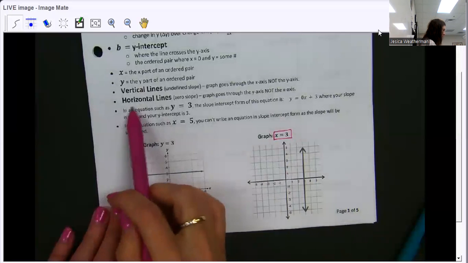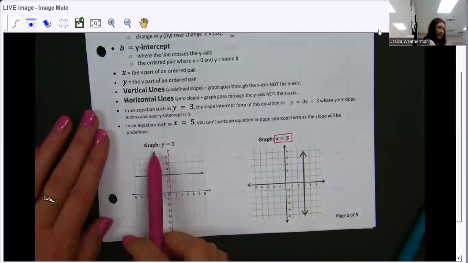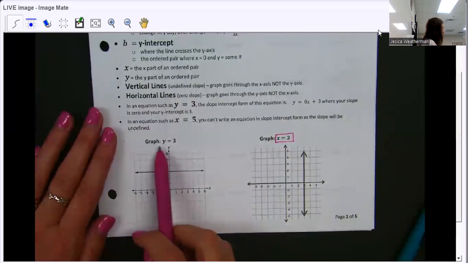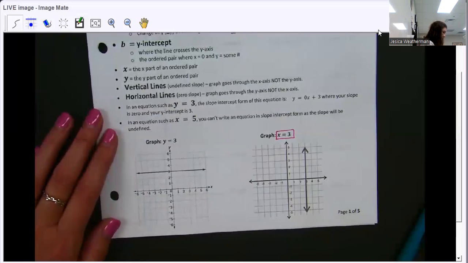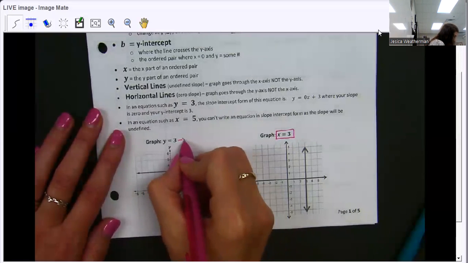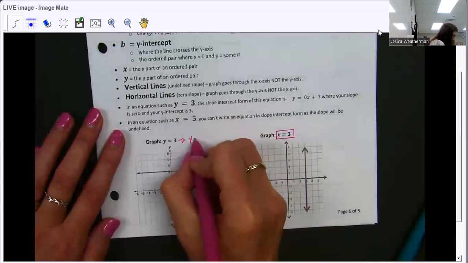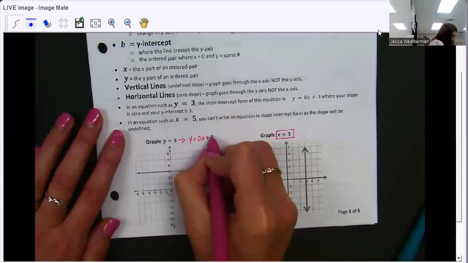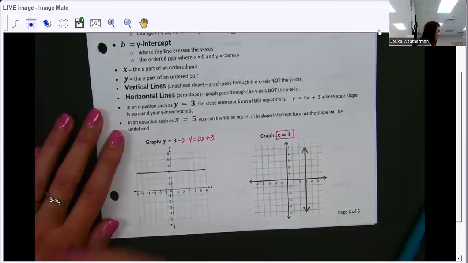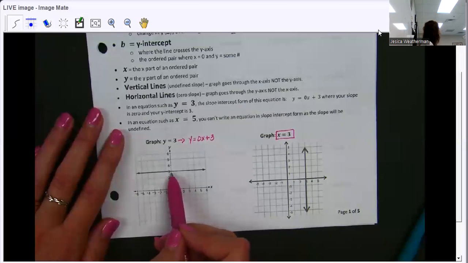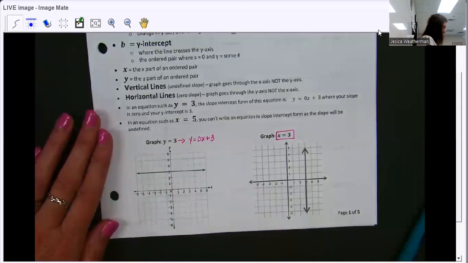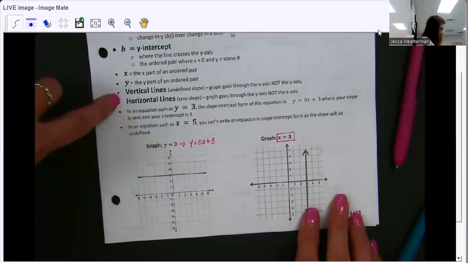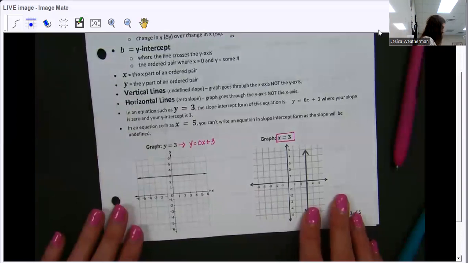However, on a horizontal line, your slope is 0. So let's go down and look at this graph. This graph says y equals 3. So instead of plotting on the x-axis, you would plot a 3 on the y-axis and draw a horizontal line through it. Another way that you can write this equation is y equals 0x plus 3, because we said the slope is 0, and we plotted a point at 3 on the y-axis. So we know our y-intercept is 3. So this is another way that you could write that equation. I basically just explained all of that right there.